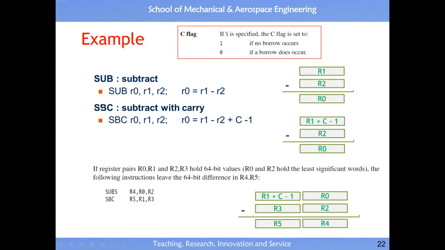Why do we need to have this instruction? This instruction will enable us to compute a 64-bit difference between two numbers. And this is the scenario, okay? For example, we have a 64-bit value stored inside R0, R1, and another 64-bit number, which is stored inside R2, R3. When we undertake a subtraction, first, we do the subtraction between R0 and R2, and this may generate a borrow digit here. Then, for the second subtraction, we must call this SBC. And remember, we must put the S here to ask the hardware to update the status register. All right, okay.